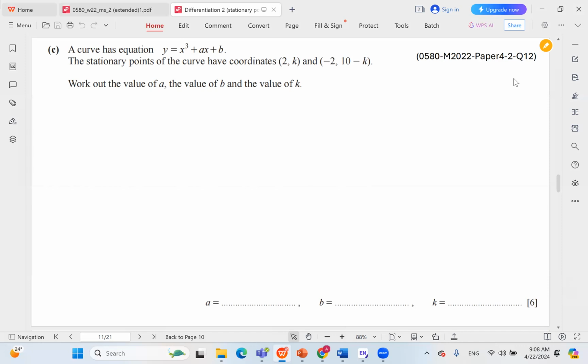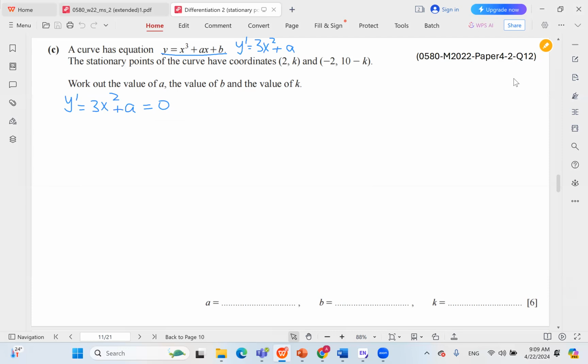Again, we have stationary points, so we want to get y dash and set it to 0. So y dash is equal to 3x power 2 plus a, and then b becomes 0. We want to set this to 0, and it is 0 at the turning points, which are 2 and negative 2.